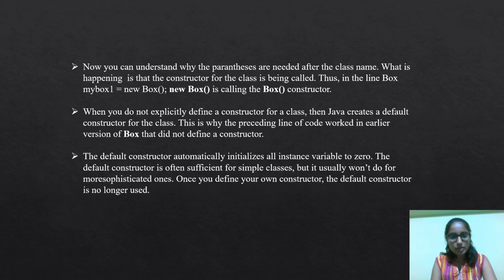When you do not explicitly define a constructor for a class, then Java creates a default constructor for the class. This is why the preceding line of code worked in earlier versions of Box that did not define a constructor. The default constructor automatically initializes all instance variables to 0. The default constructor is often sufficient for simple classes, but it usually won't do for more sophisticated ones. Once you define your own constructor, the default constructor is no longer used.